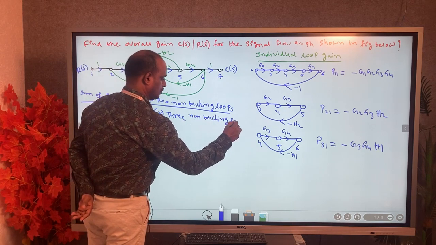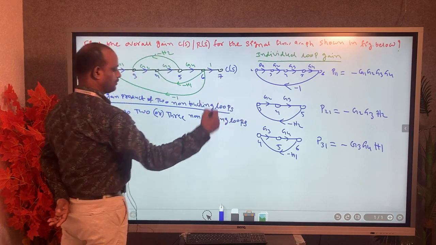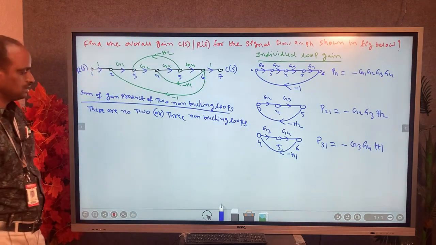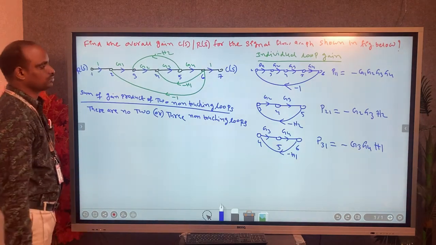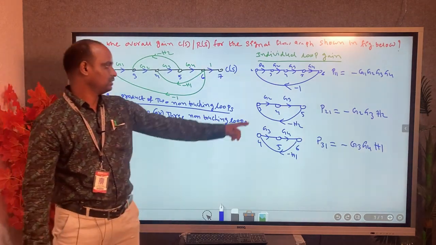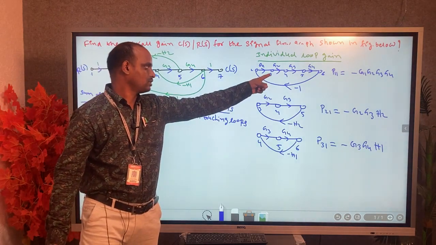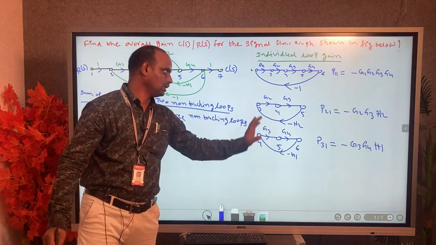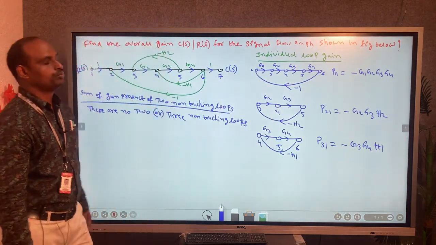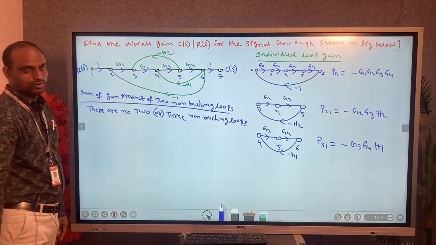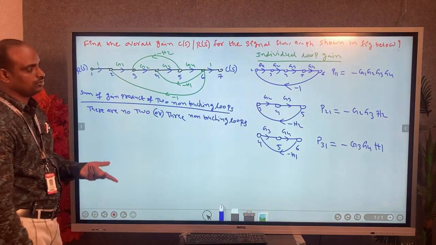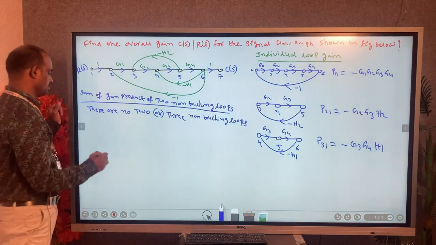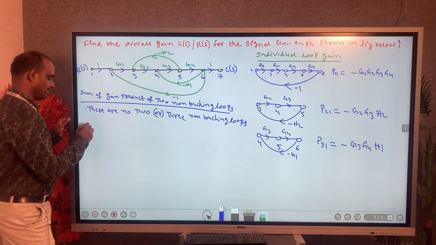Non-touching loops. There is no need to calculate that remaining part because there are no non-touching loops. Observe that in all three loops, the common node is 4, so there is at least one touching loop. Now let's calculate delta.